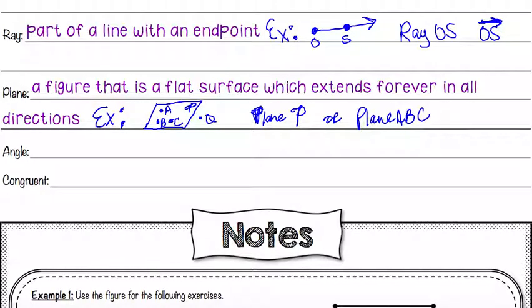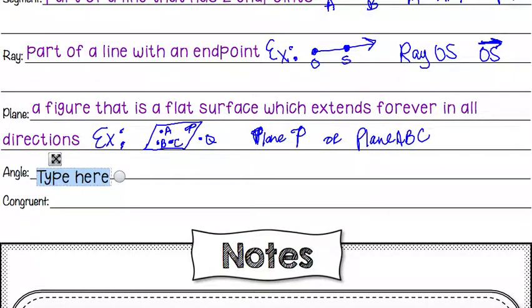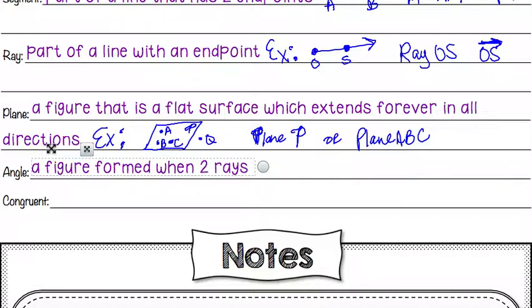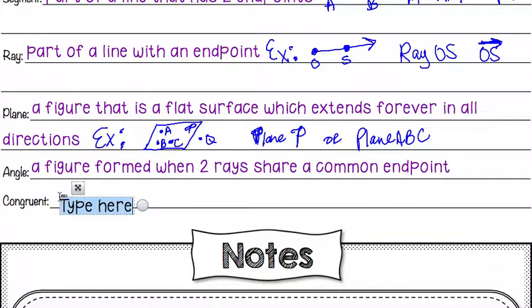One of them is angle. Okay, an angle is a figure formed when two rays share a common endpoint. Okay, and the last definition, I'm not going to show you an example of an angle right now. We'll go back to angles.